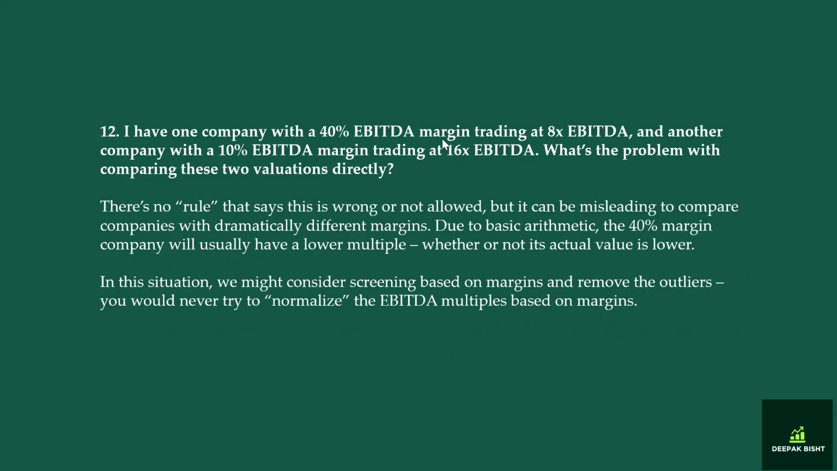EBITDA margin means EBITDA divided by revenue. So for $1 of revenue, 40% EBITDA margin means 40 cents of EBITDA. And here for $1 of revenue, your EBITDA is 10 cents, 10% of revenue. Margin means you are dividing by revenue. Wherever you see margin, EBITDA margin is EBITDA divided by revenue.